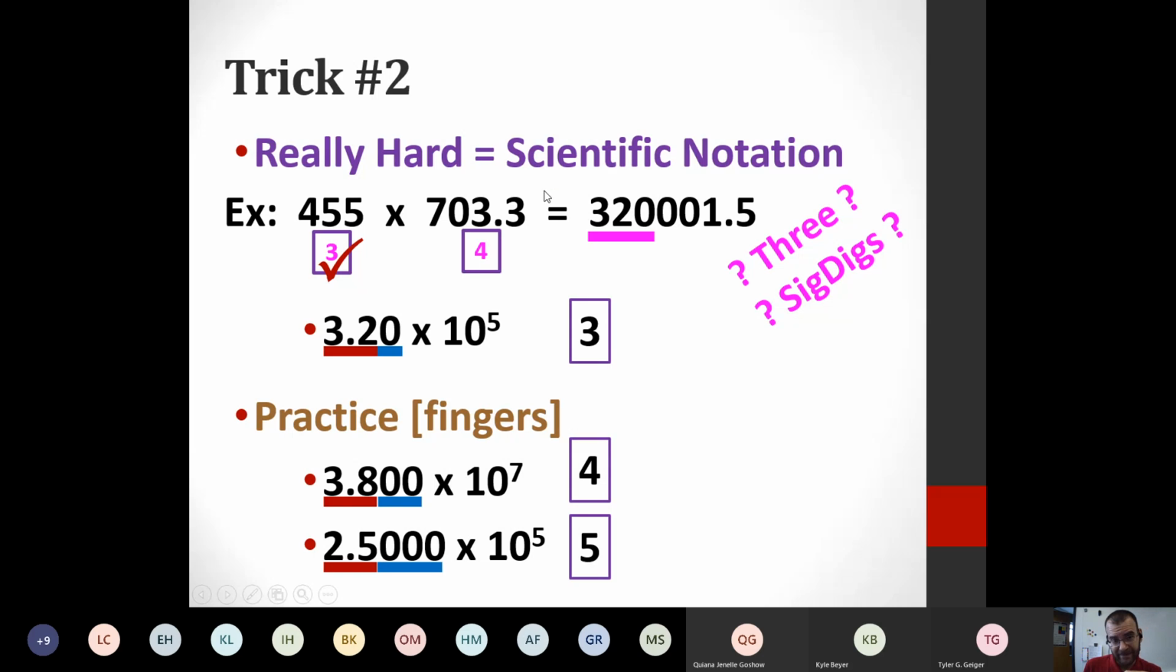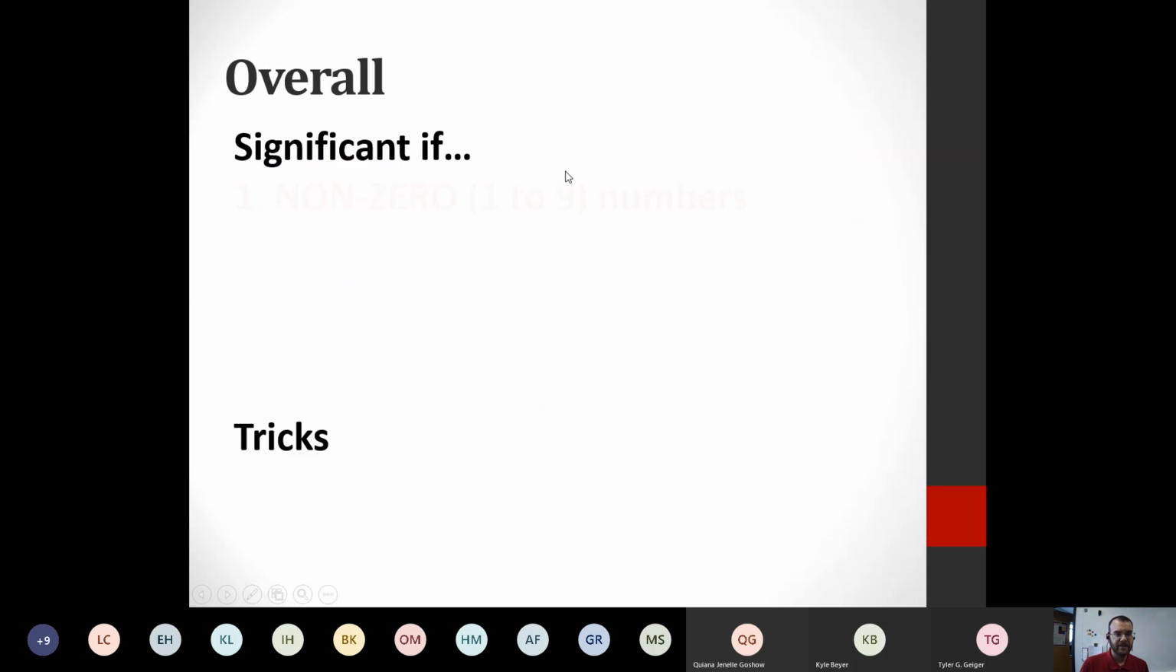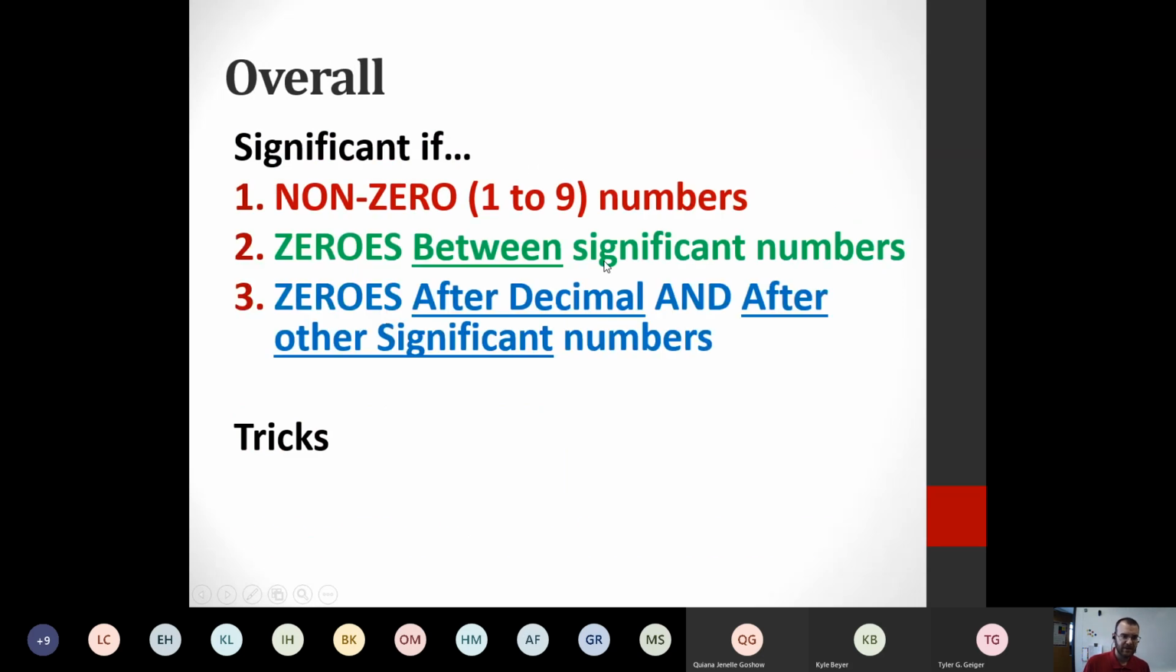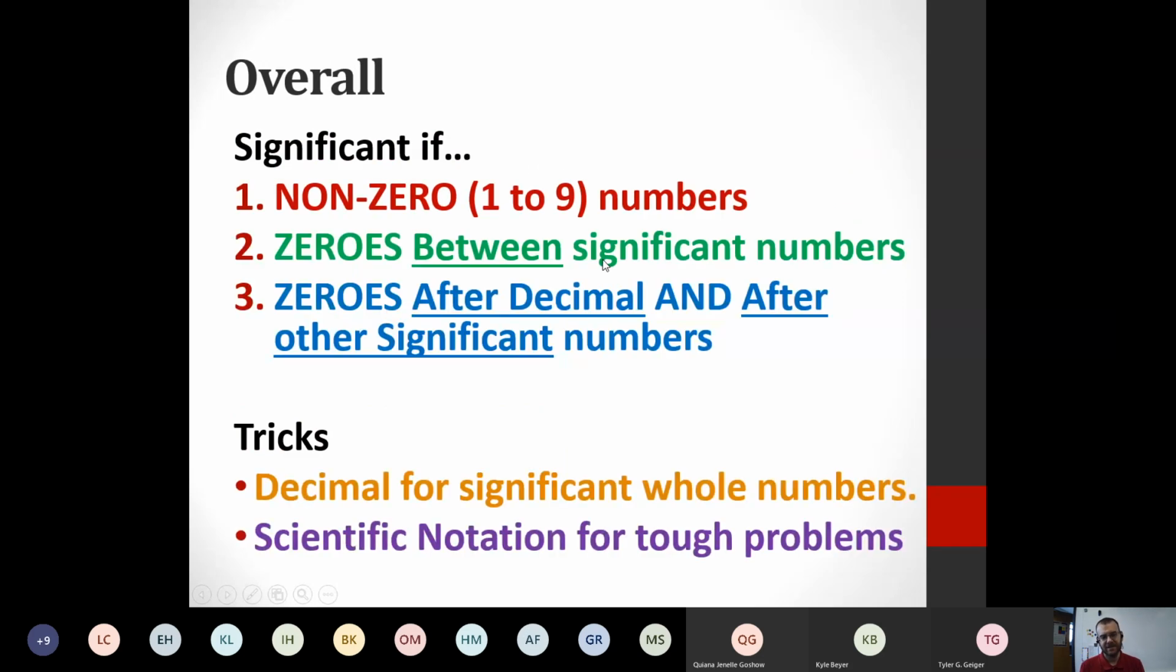Whew, that was a lot. But it does give a very nice overview of how significance works. So there we go. Overall, there's your significance and there's your tricks. Your non-zero 1 through 9 is significant. Anything between is significant, and zeros that are after the decimal and after other significant numbers are also significant. Decimals are great for significant whole numbers, and scientific notation for anything that's super hard.